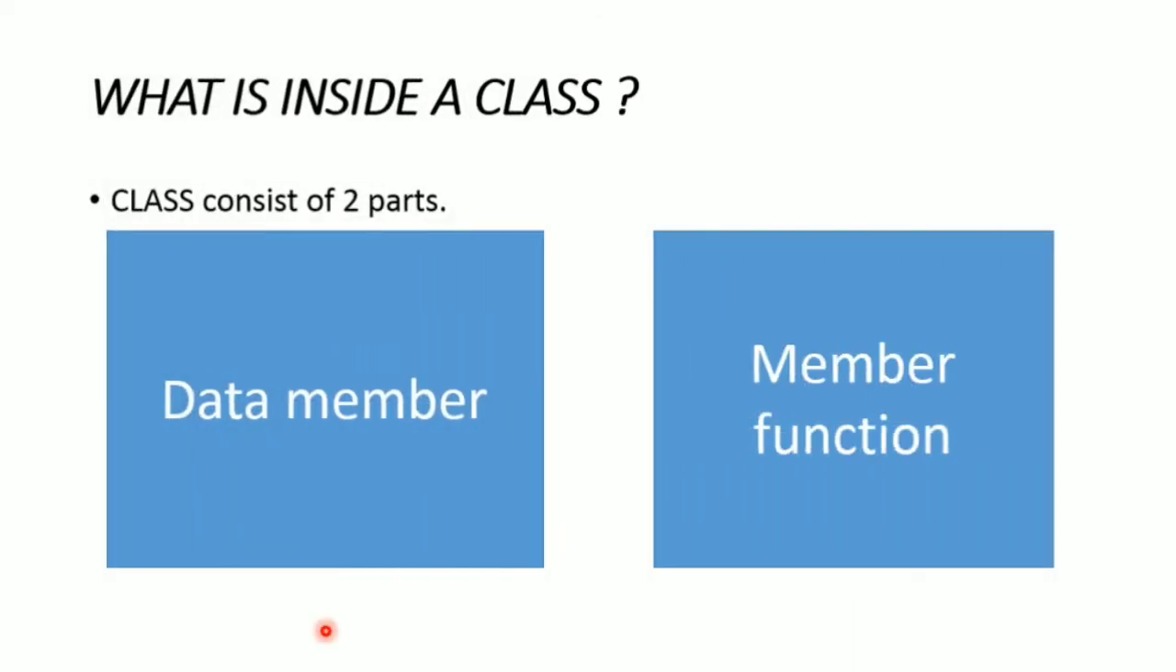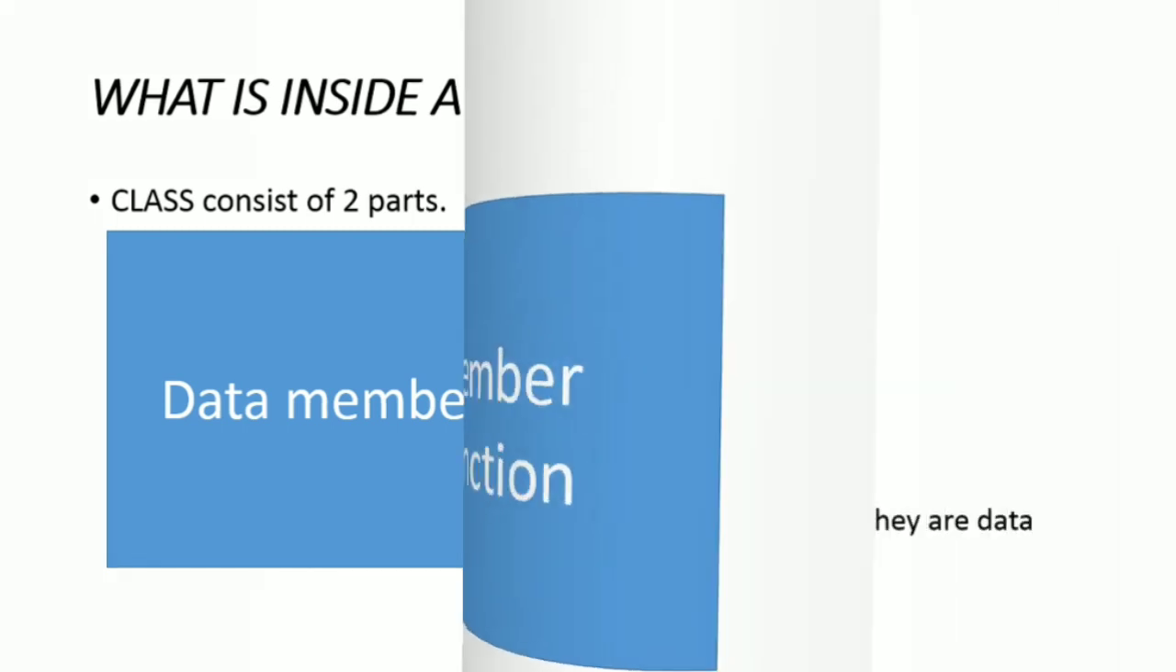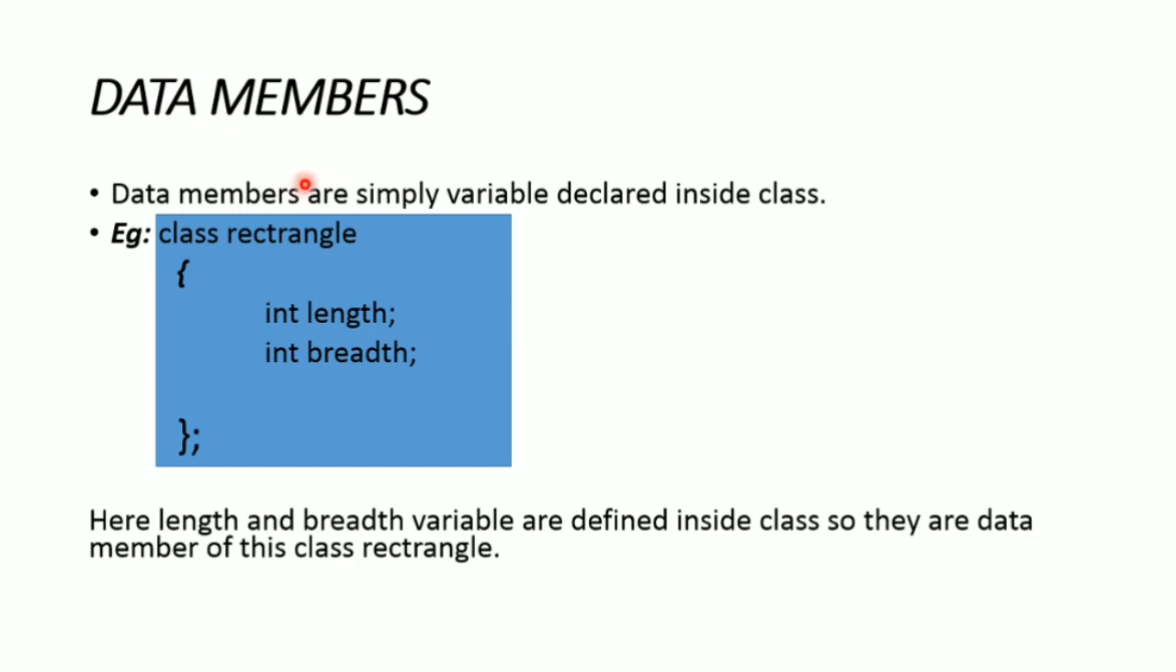So what is inside a class? Basically a class consists of two parts: data members and member functions. Now what is a data member? Data members are simply variables declared inside a class. Here is an example. We have a class Rectangle and we have given it two variables, int length and int breadth. Their data type is integer. So length and breadth are the variables defined inside the class, so they are data members of the class Rectangle.